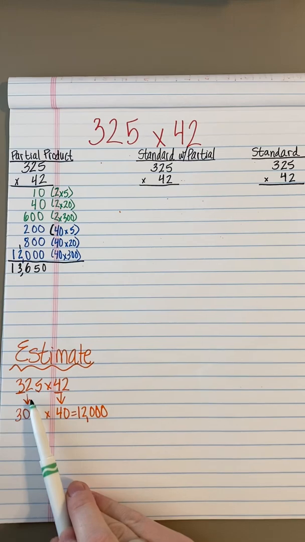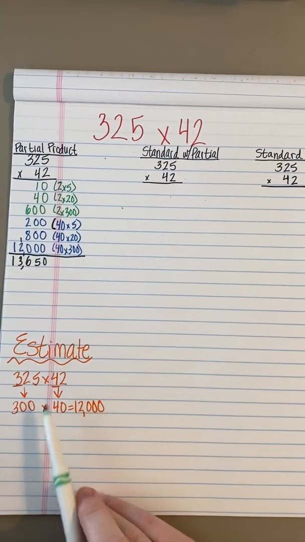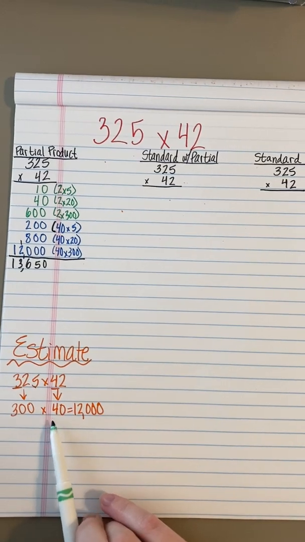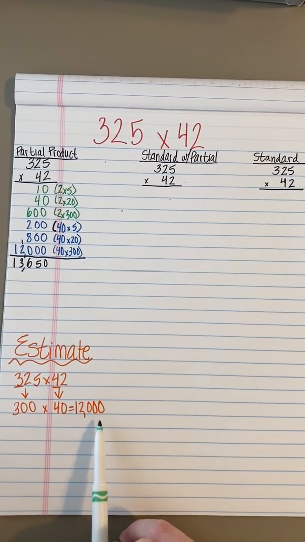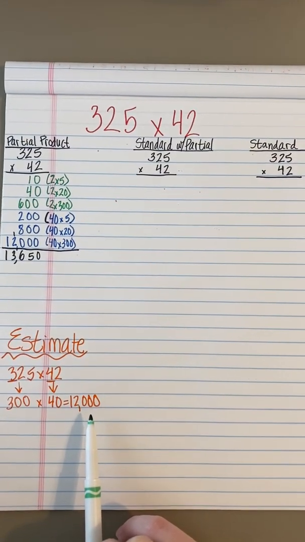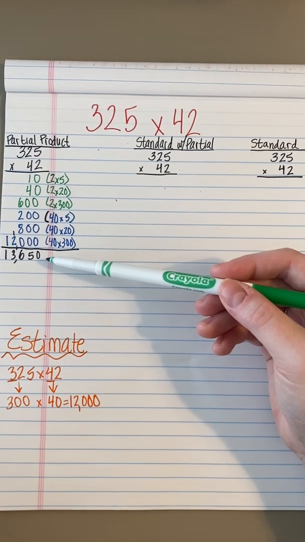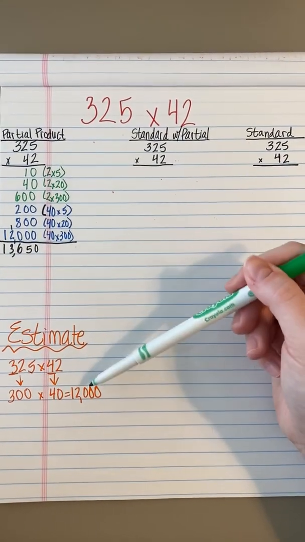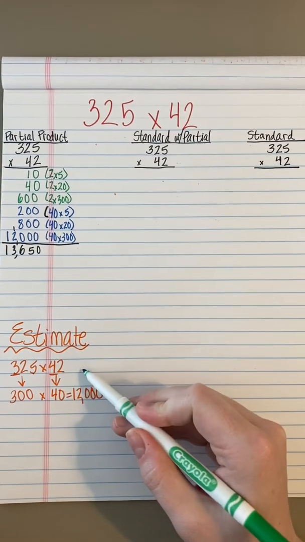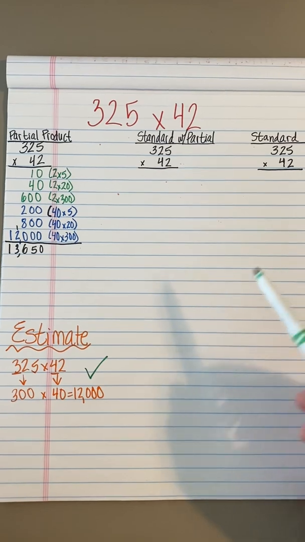So here we underestimated 325 and 42 to 300 times 40. So we have 12,000, which is going to be less than the actual product when we go to solve it, which is the case when we get our product of 13,650. So because those are pretty close to each other, we're going to say that this is a good estimate and that our answer is reasonable.